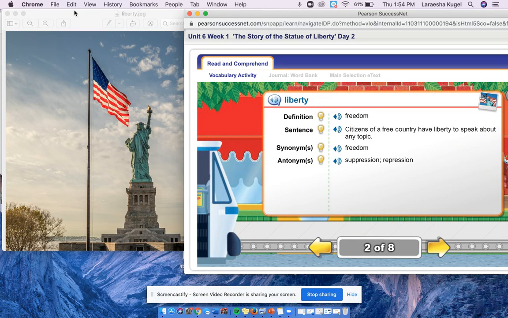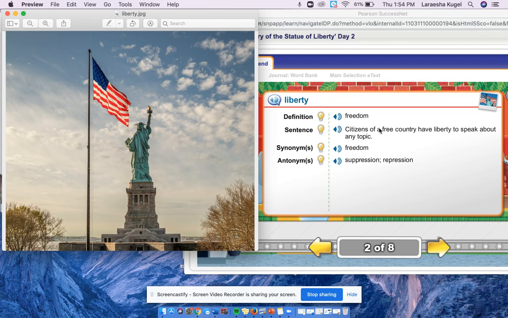Next, we have liberty. Liberty means freedom. The sentence that uses the word is, citizens of a free country have liberty to speak about any topic. As mentioned above, the synonym would be freedom. Antonyms would be suppression or repression, and that's where you don't allow people to do certain things or have certain freedoms. And so we can see that our country is represented with freedom by our flag and the Statue of Liberty. Both are representations of liberty in our country.